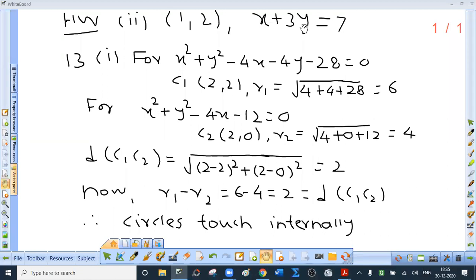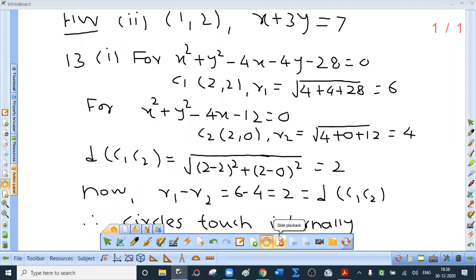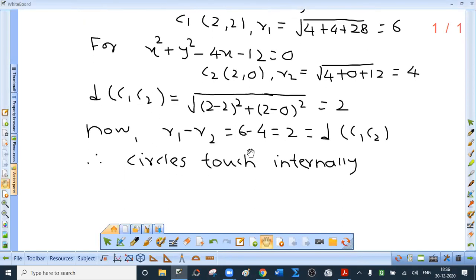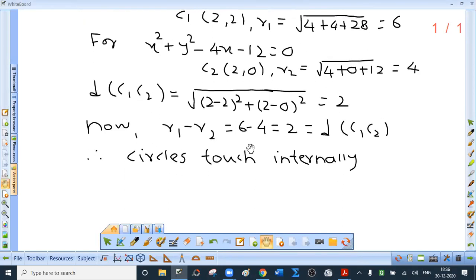Now sum number 13. Show that the circles touch each other internally, find their point of contact and the equation of their common tangent. For the first circle, center is 2, 2, radius is 6, R1. For the second circle, center C2 is 2, 0, radius R2 is 4. By distance formula, C1, C2 is 2, but it is nothing but R1 minus R2. So circles touch each other internally.